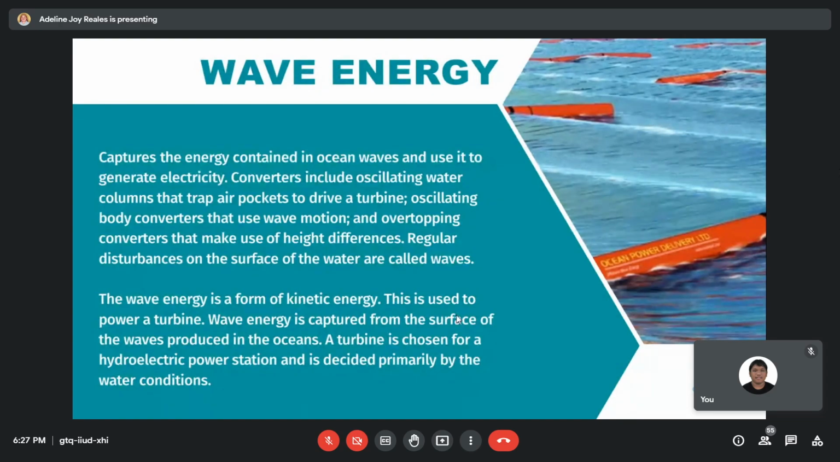Regular disturbances on the surface of the water are called waves. The wave energy is a form of kinetic energy. This is used to power a turbine. Wave energy is captured from the surface of the waves produced in the oceans. A turbine is chosen for a hydroelectric power station and is decided primarily by the water conditions.